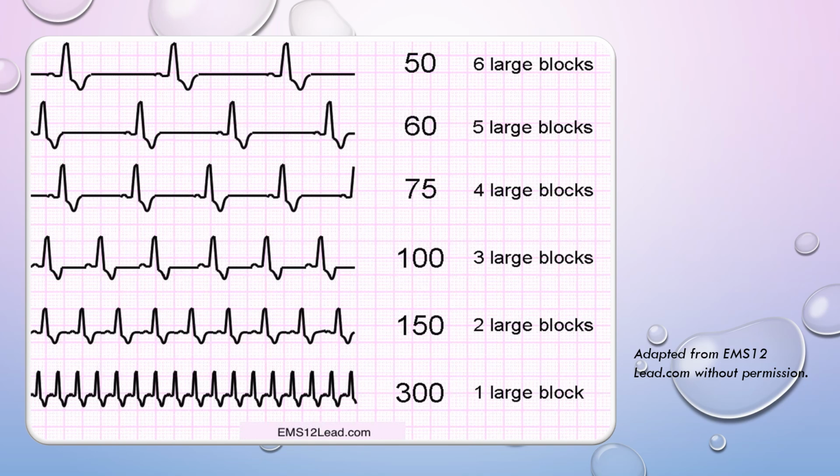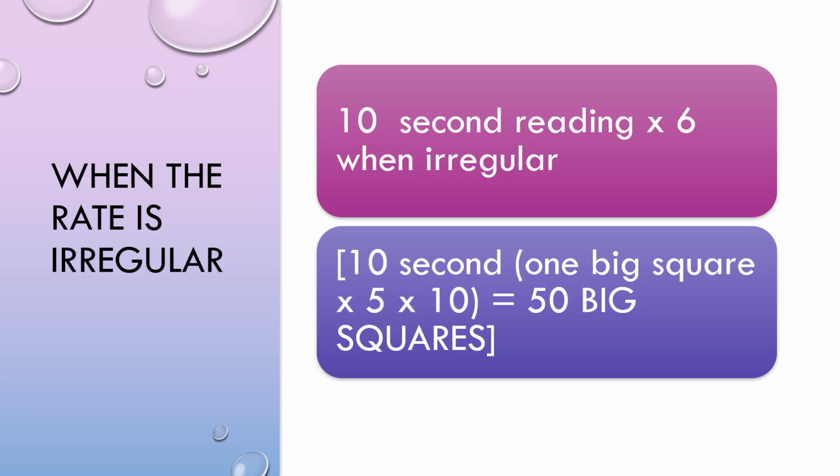So this is the kind of thing I was trying to talk about. You have 6 large blocks, which gives us a rate of 50. 4 large blocks gives 75. 2 large blocks gives us 150. And then 1 large block, or 1 big square, gives us a heart rate of 300.